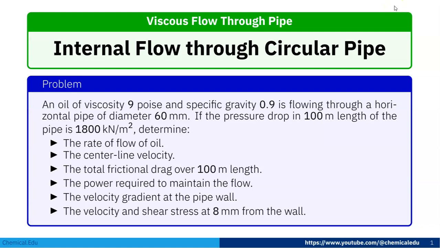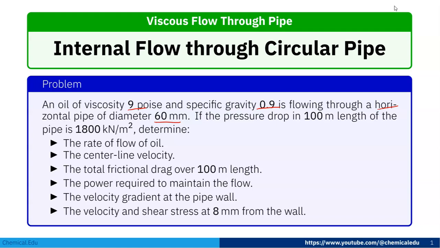Today I am going to solve one numerical problem on viscous flow through a pipe. So here is the problem statement. An oil of viscosity 9 poise and specific gravity 0.9 is flowing through a horizontal pipe of diameter 60 mm.